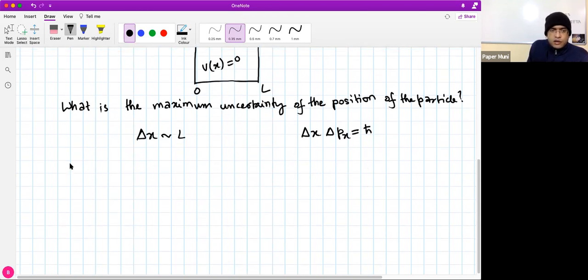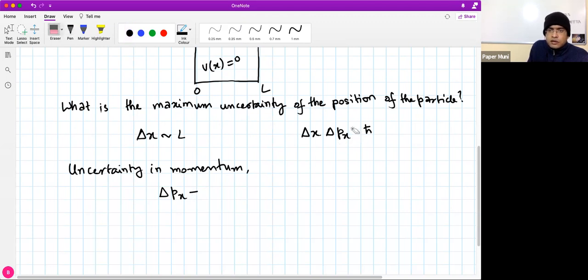Now uncertainty in momentum. We'll calculate it from the uncertainty in position. So this is delta px, and it's approximately, so let's keep it to be an approximate value here, h cross by delta x. Now this will be equal to h cross by L. So this is, say, equation 1.